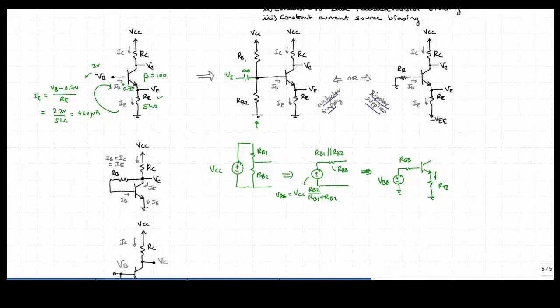And the current now, IE, is simply going to be equal to VBB minus our VBE voltage of 0.7, divided by, now we'll have RE plus the base resistance but reflected to the emitter side. So as we saw in the last video lesson, we'll have the base resistor divided by beta plus 1. So that's how you would compute the bias if you were given a circuit with values.